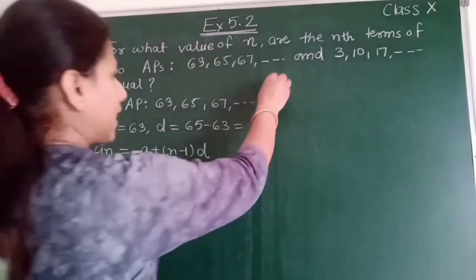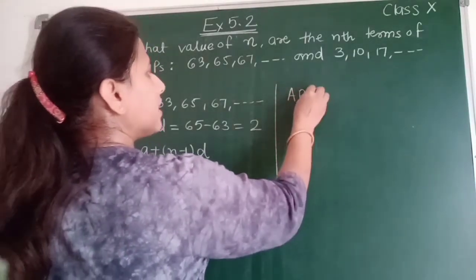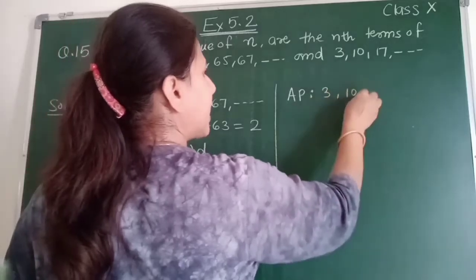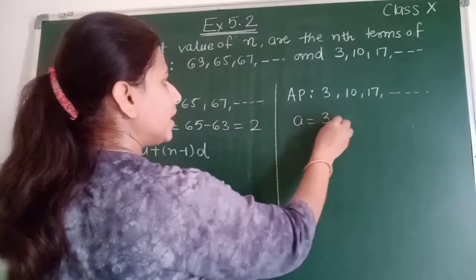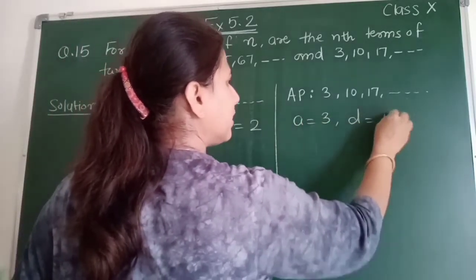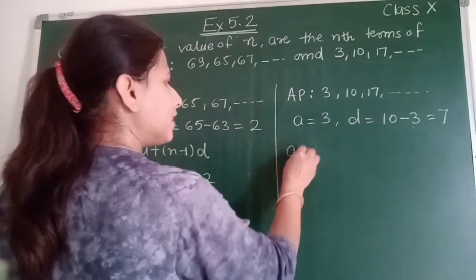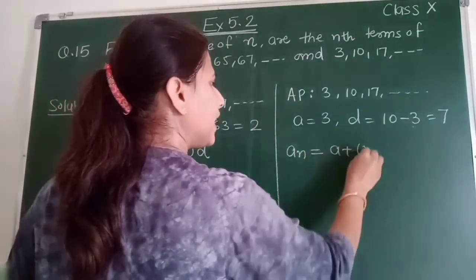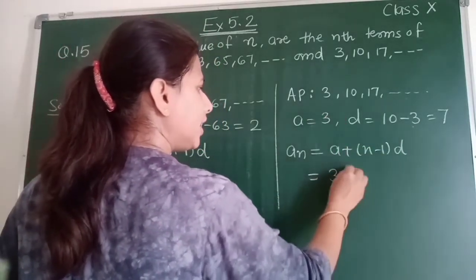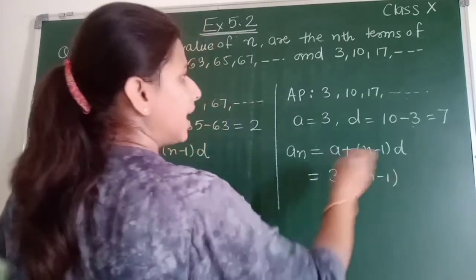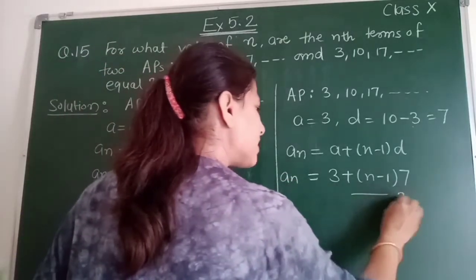Now we will find the same nth term for the second AP. The second AP is 3, 10, 17 and so on. Here the first term is 3, and the common difference is 10 minus 3, which equals 7. Then we will find the nth term with the same formula, a plus n minus 1 into d. The value of a is 3 and the value of d is 7. This one is our second equation.